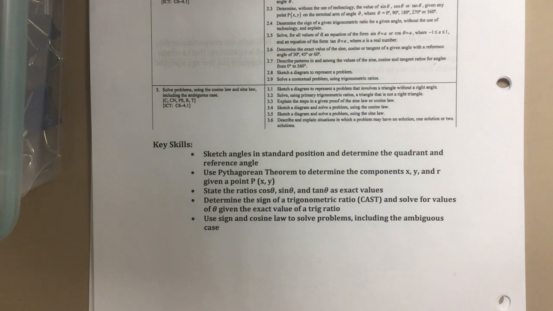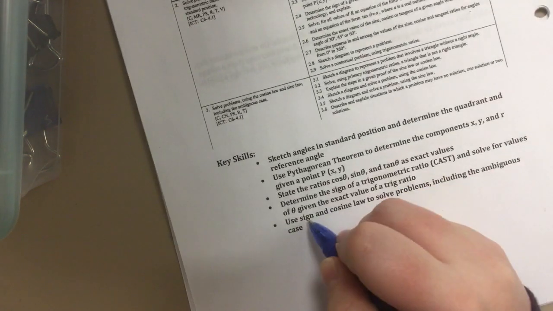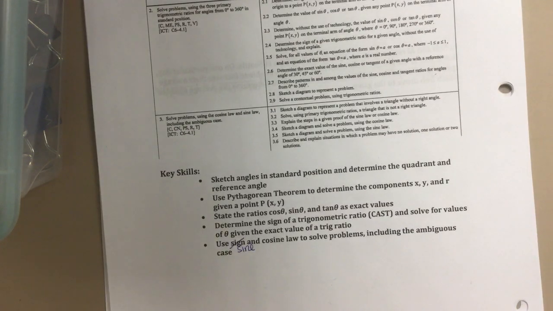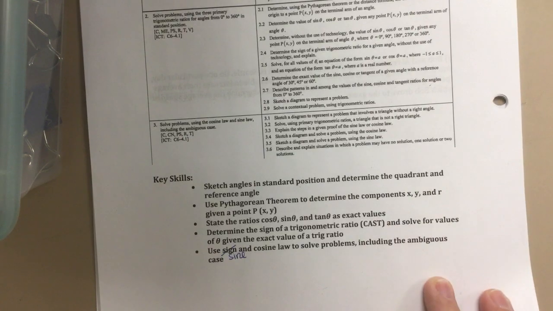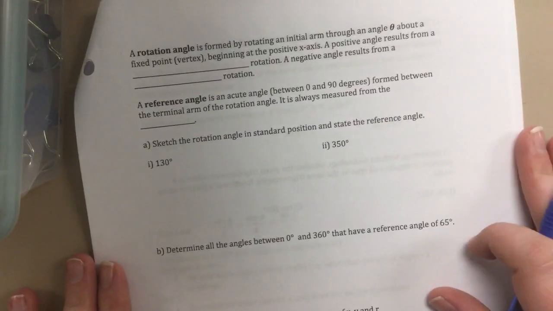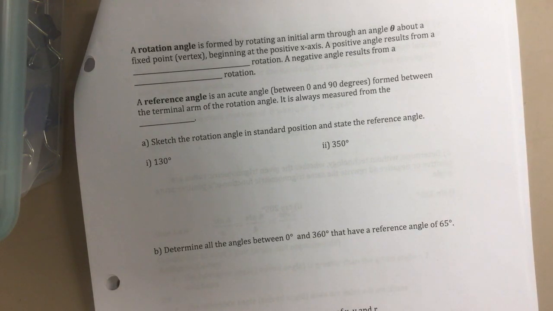And then lastly, use the sine and cosine law. And so this should actually be S-I-N-E, the sine law and the cosine law, to solve problems. And that does include the ambiguous case when we get to the sine law. So we will check for that when we get to that question. Okay. Let's start off easy with some definitions, some fill in the blanks here.